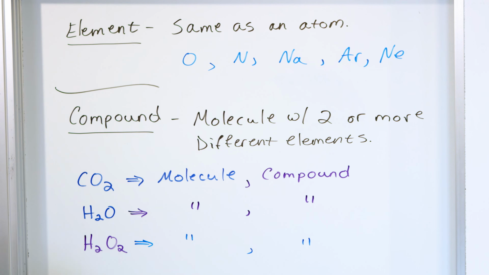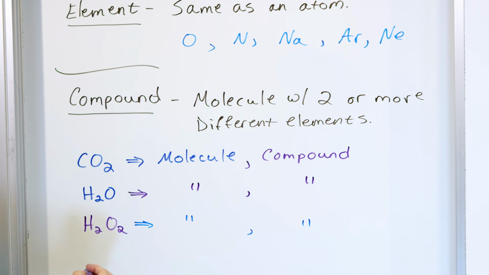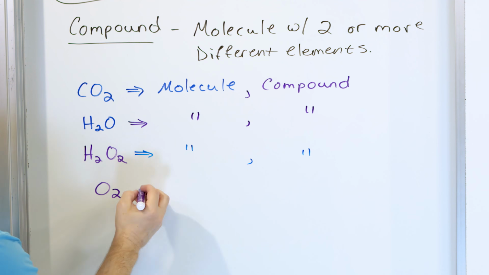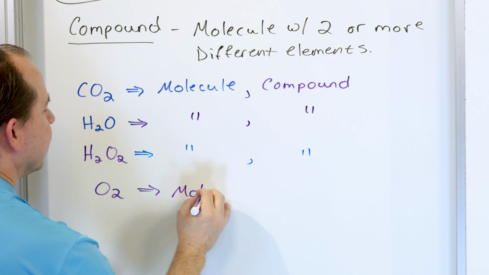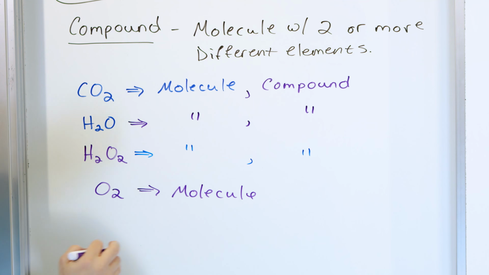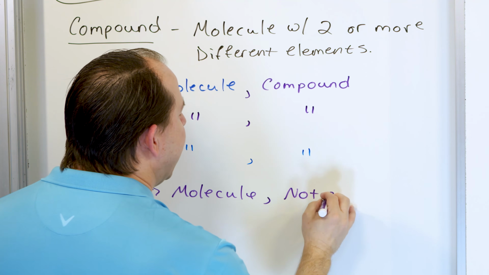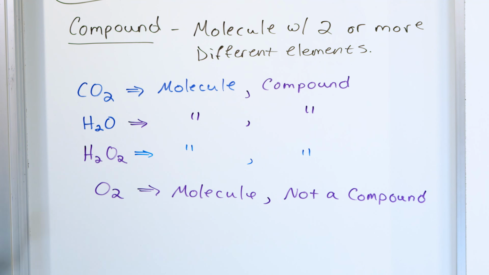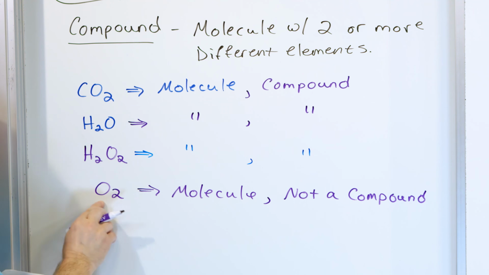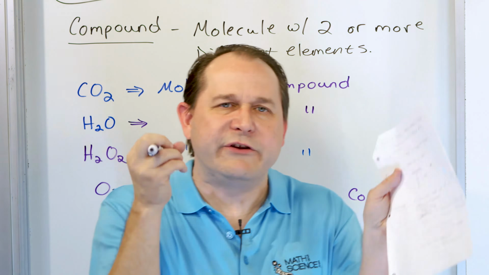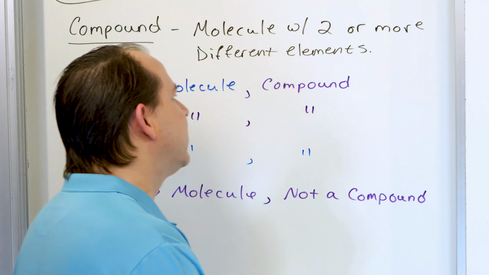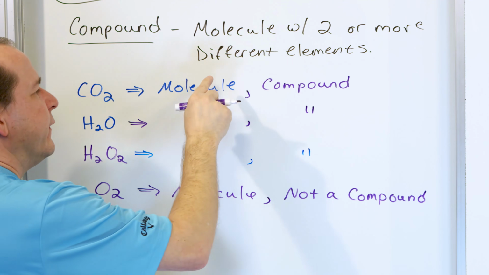So you might say, well, wait a minute, everything you've listed here is a molecule and a compound. So when can it be different? Let's talk about the oxygen molecule. Just call it O2, right? Well, this is a molecule because it's 2 or more things stuck together, but it's not a compound. The reason it's not a compound is because it's the same element stuck together. It's only a compound when 2 or more differently named items come together. These are different and they're stuck together, so it's a molecule and a compound.